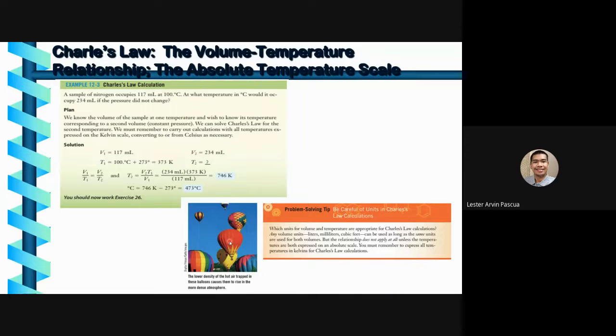So, since nag-expand yung volume mo, based on Boyle's law, bababa yung pressure mo, right? Diba? You remember? Bababa yung pressure mo. Oh, tapos, ano yung sabi natin kanina? Di ba yung pressure kapag malapit sa lupa ay mataas? Pero kapag nasa taas, nasa bandang atmosphere, mas mababa. So what happens is, since mababa na yung pressure mo sa loob nitong balloon, aangat na siya. Kasi hahanapin niya yung place kung saan mababa rin yung pressure.